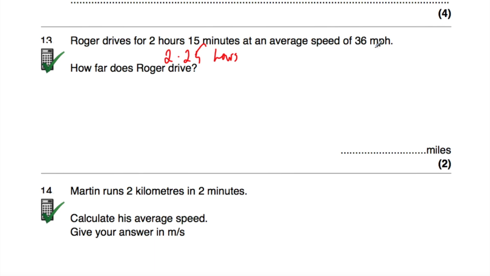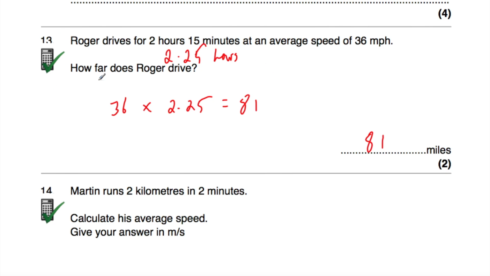And his average speed is 36 miles per hour, so every hour he drives 36 miles. So if we take his speed, which is 36, and we times it by 2.25, that'll tell us how far Roger drives. If we take the speed and times it by the time, that'll give us the distance. So 36 multiplied by 2.25 is equal to 81. So Roger drove 81 miles, and that's it. That's how I would approach it on a calculator question: change that to 2.25 hours and then just do 2.25 lots of 36, and that's equal to 81.